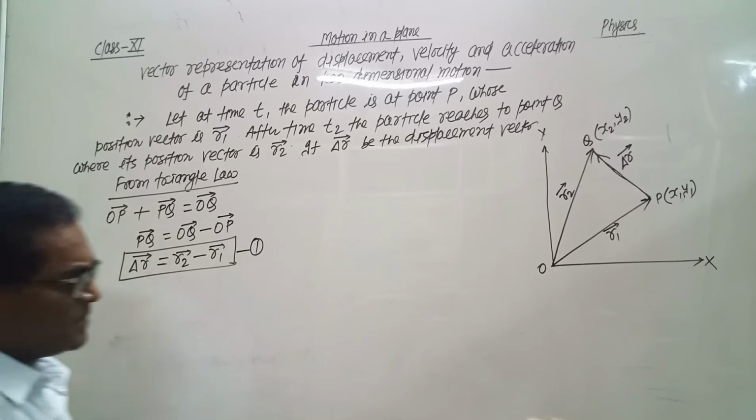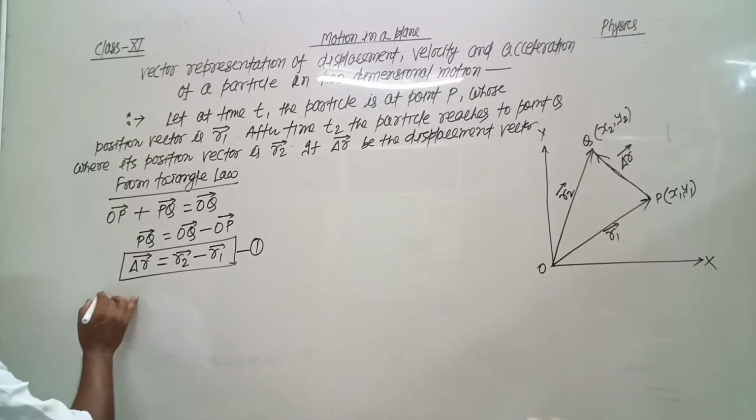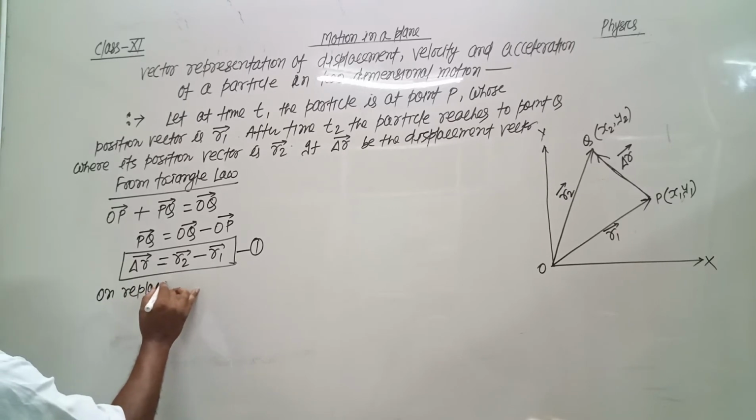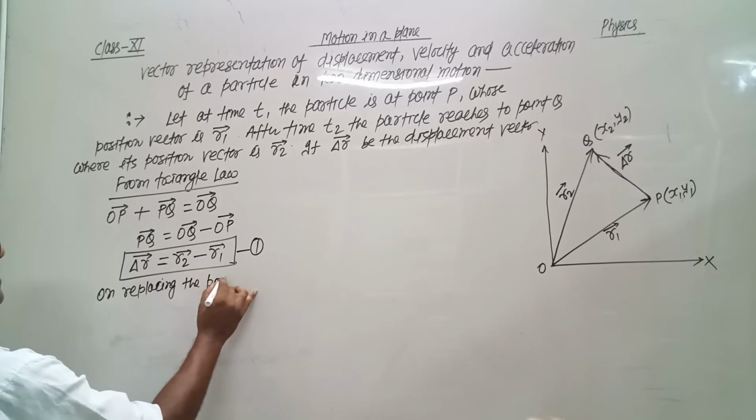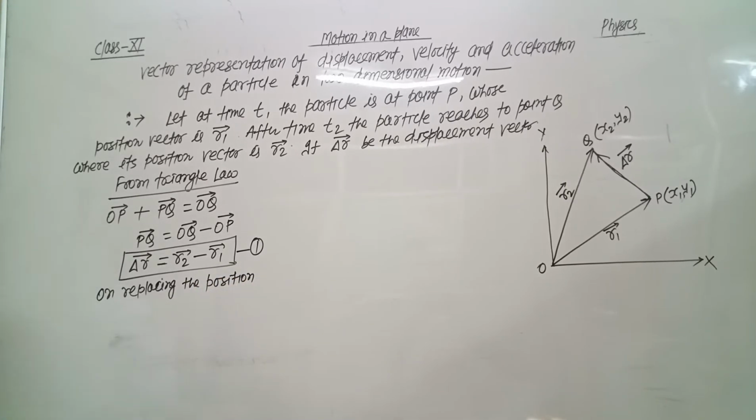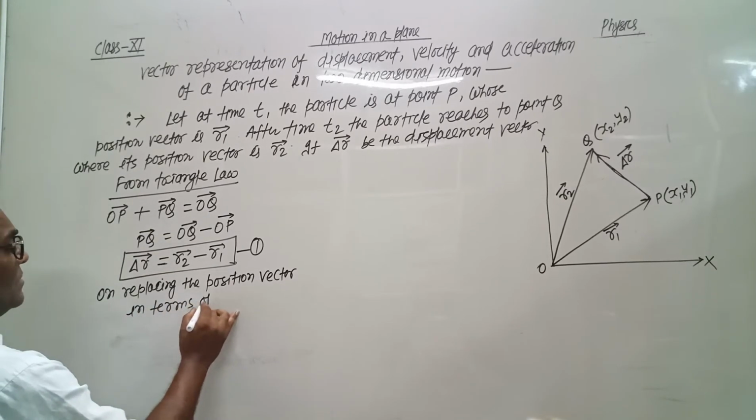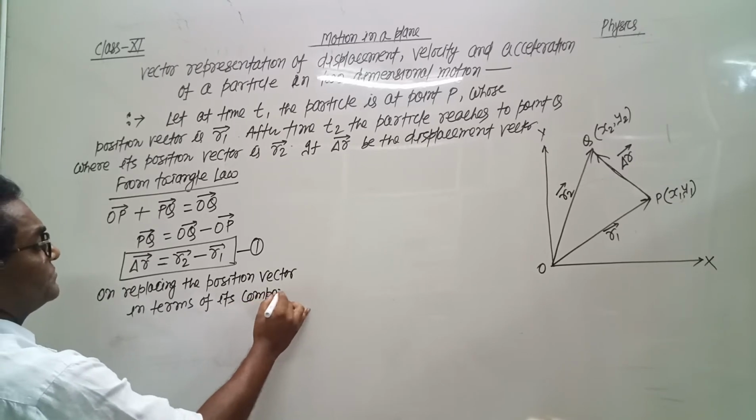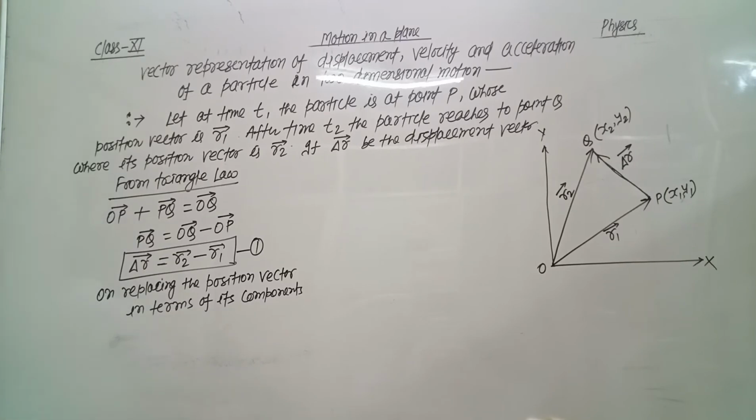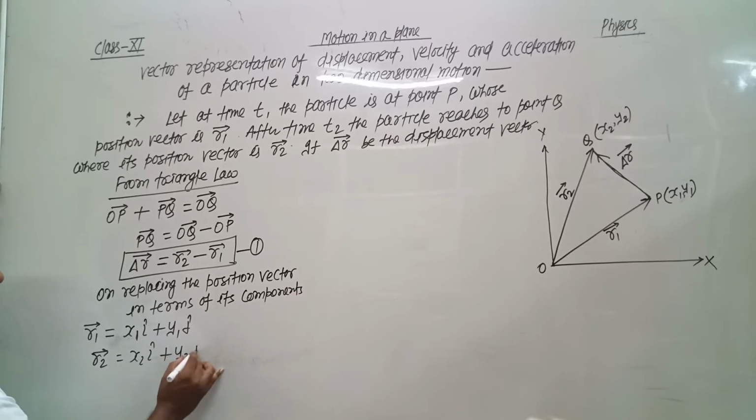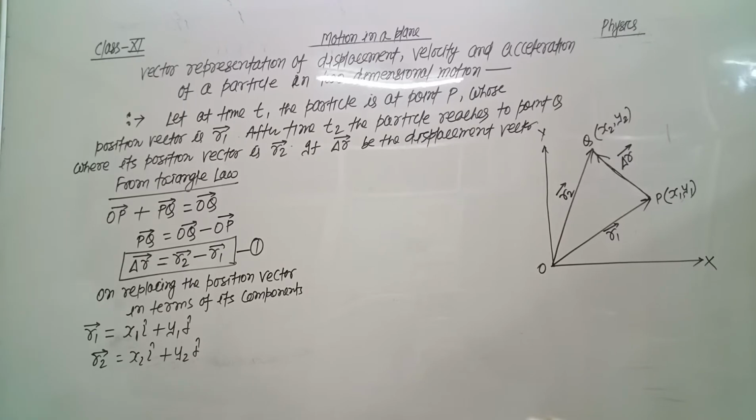On replacing the position vectors in terms of their components, vector r1 is written as x1 i cap plus y1 j cap, and vector r2 is written as x2 i cap plus y2 j cap, where i cap and j cap are the unit vectors.